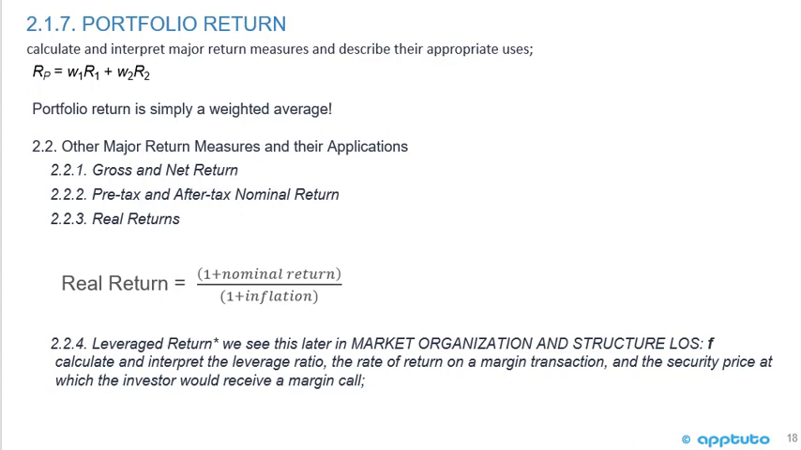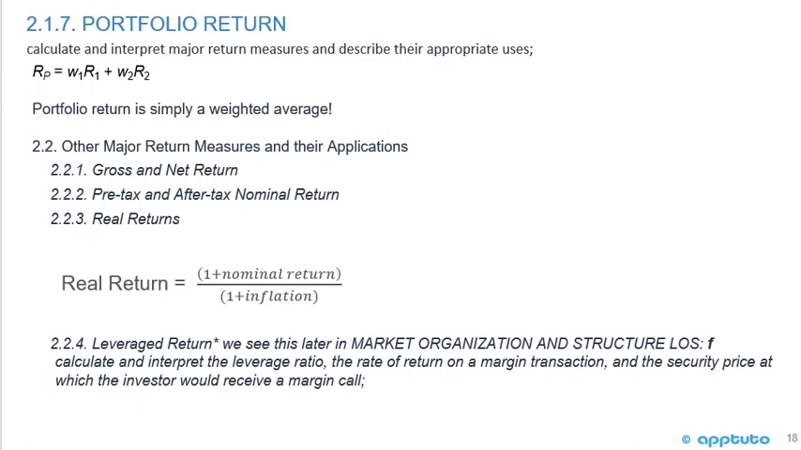Some other major return measures and their applications we won't cover in major detail, but just to list them. Gross and net return. We'll see that later on when we look at alternative investments and hedge funds in particular, where there's performance fees. We'll look at gross returns and we'll look at net returns after fees. Also, pre-tax and after-tax nominal returns. It's very important when we're looking at certain investments, their tax status, and looking at returns before and after tax.